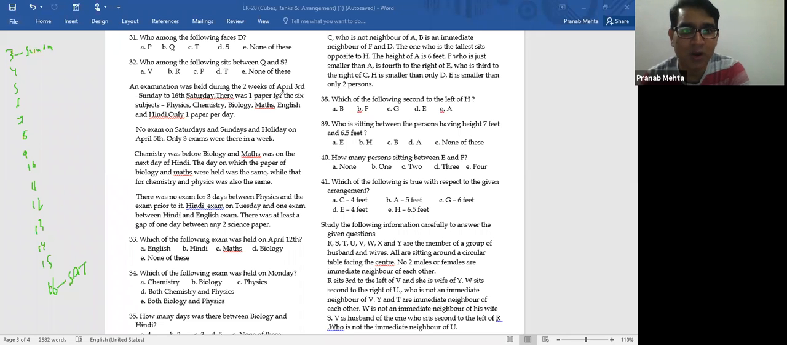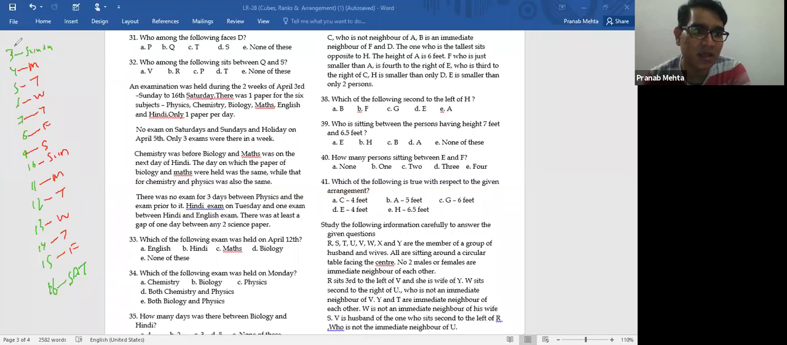This is the first information. There's one paper for each of 6 subjects: physics, chemistry, biology, maths, English, and Hindi. And only one paper a day. So I cannot have more than one paper a day. Very good. No exam on Saturday and Sunday. So this is Sunday, then Monday, Tuesday, Wednesday, Thursday, Friday, Saturday, Sunday, Monday, Tuesday, Wednesday, Thursday, Friday, and Saturday. So there's no exam on Saturday and Sunday.